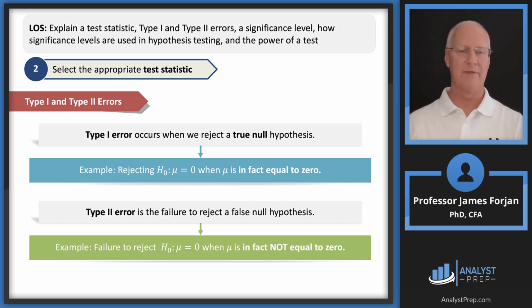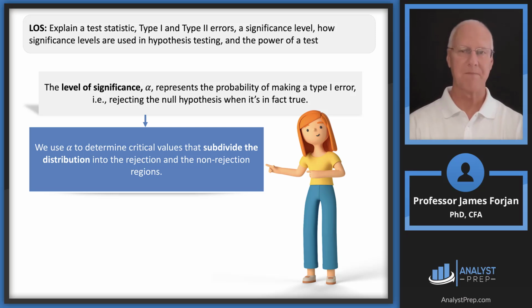Type 2, we reject a false null hypothesis. All right, quickly through this, back to the level of significance. This is the alpha. So what we're going to do is we're just going to pick. It's typically 95%, could be 99%. I mean, it could be 50%.